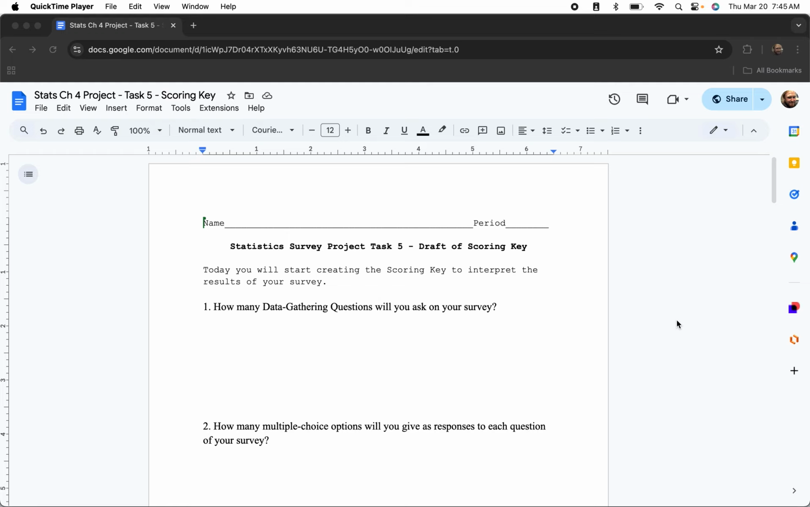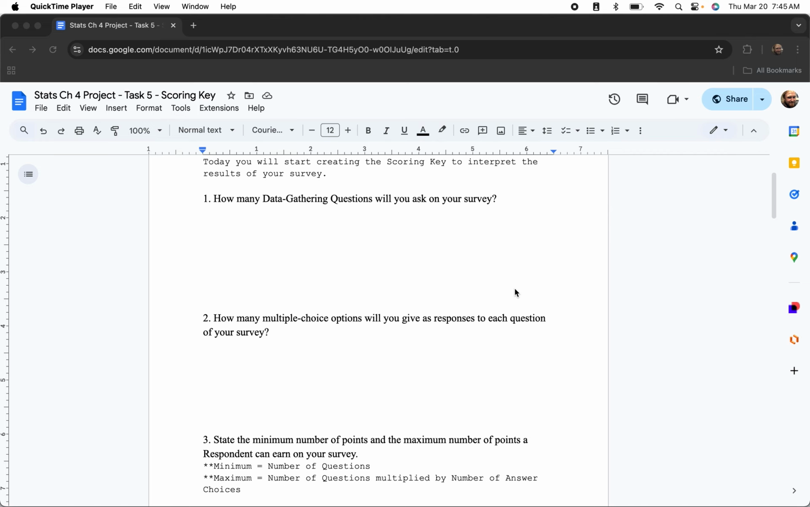Project Task 5, Drafting Your Scoring Key. So today you're going to start creating the scoring key so that you can interpret the results of your survey. This is part of the reason why we wanted the same number of multiple choice options for every question, so that we can create a histogram with the same number of bins as we have answer choices.